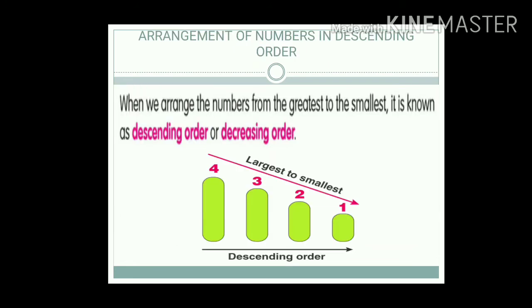Now children, we will see arrangement of numbers in descending order. So what is actually descending order? Let me tell you, it is completely the opposite of ascending order. When we arrange the numbers from the greatest to the smallest, it is known as descending order or decreasing order. Can you see the picture over here? The picture shows 4, 3, 2, 1. It is going down, which means it is showing largest to smallest.